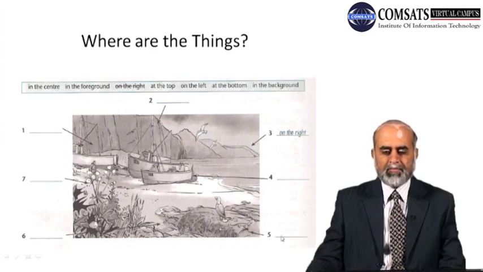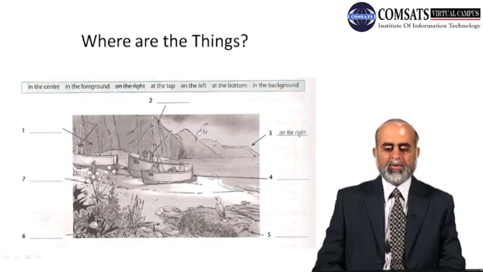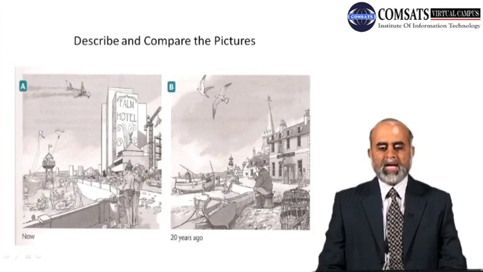Number five is in the foreground. Number six is in the background. Oh, sorry, at the bottom. And number seven is in the background, okay? So when you describe a picture, you should know where these objects are located. Okay, now describe and compare the pictures.